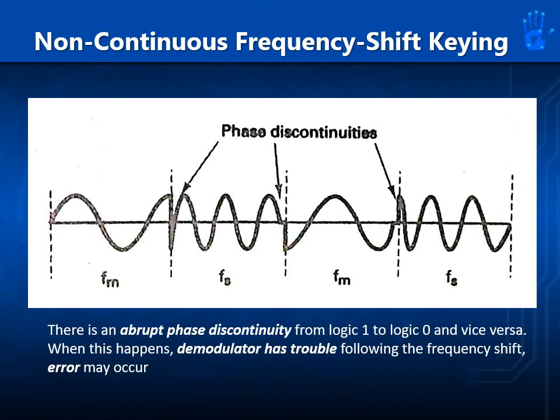This is an example of a non-continuous frequency shift keying. As you can see, we have f sub s and f sub m, and in the transition between the mark and the space frequency, there exists a discontinuity in phase of the waveform. So when this happens, the demodulator has trouble following the frequency shifts, and errors may occur during the demodulation process. This is what we are trying to avoid with continuous phase frequency shift keying.